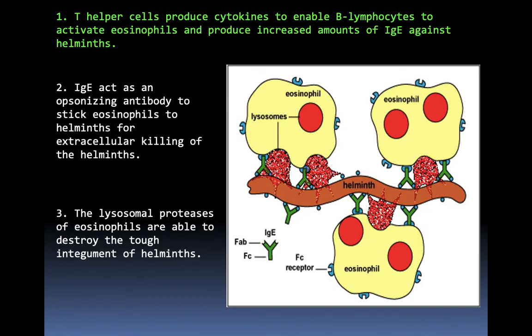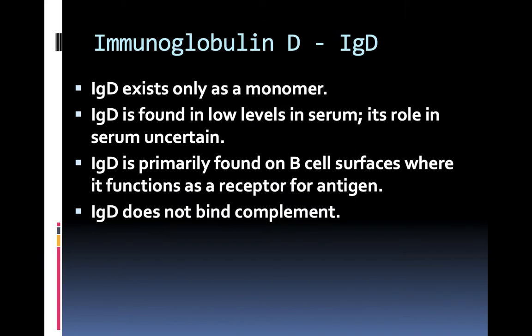So this is just what I mentioned a while ago. We expect how your IgE will be helping in the elimination of parasitic infections, especially helminthic infections. Okay. The last antibody isotype that we will be covering in the lecture are IgDs.